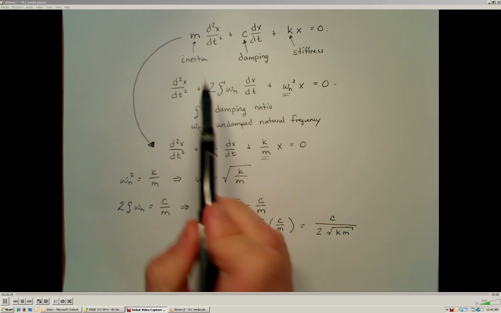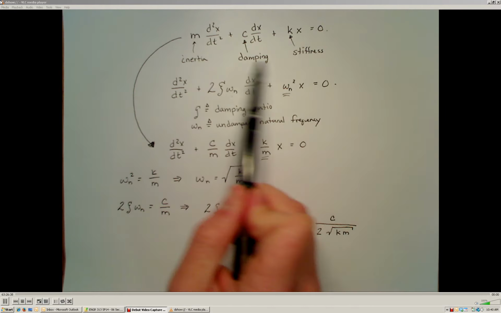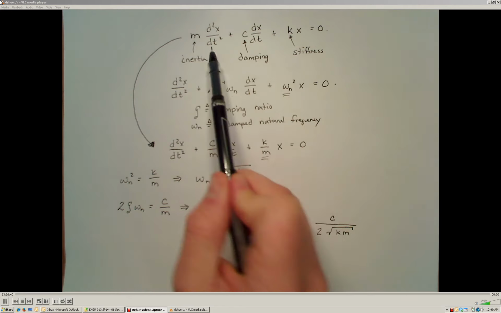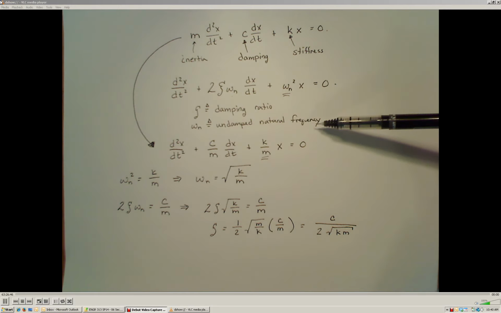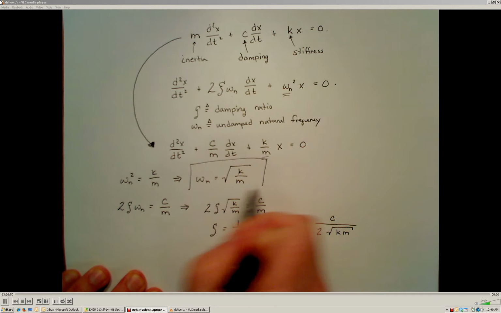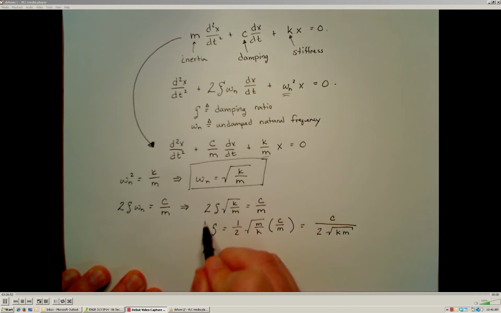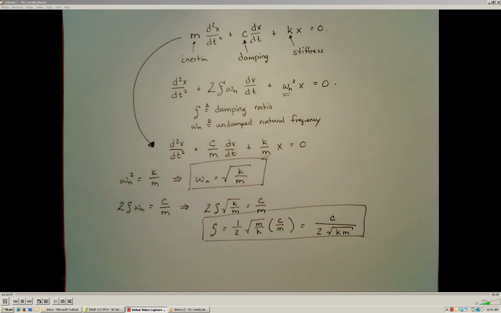So if we can derive a second order model that has a leading coefficient in front of the second order, first order, and 0th order derivative terms, then we can also calculate the damping ratio and the undamped natural frequency using these relationships right here. And these are going to become important when we're looking at how to solve the differential equation that describes the dynamic behavior of a second order system.